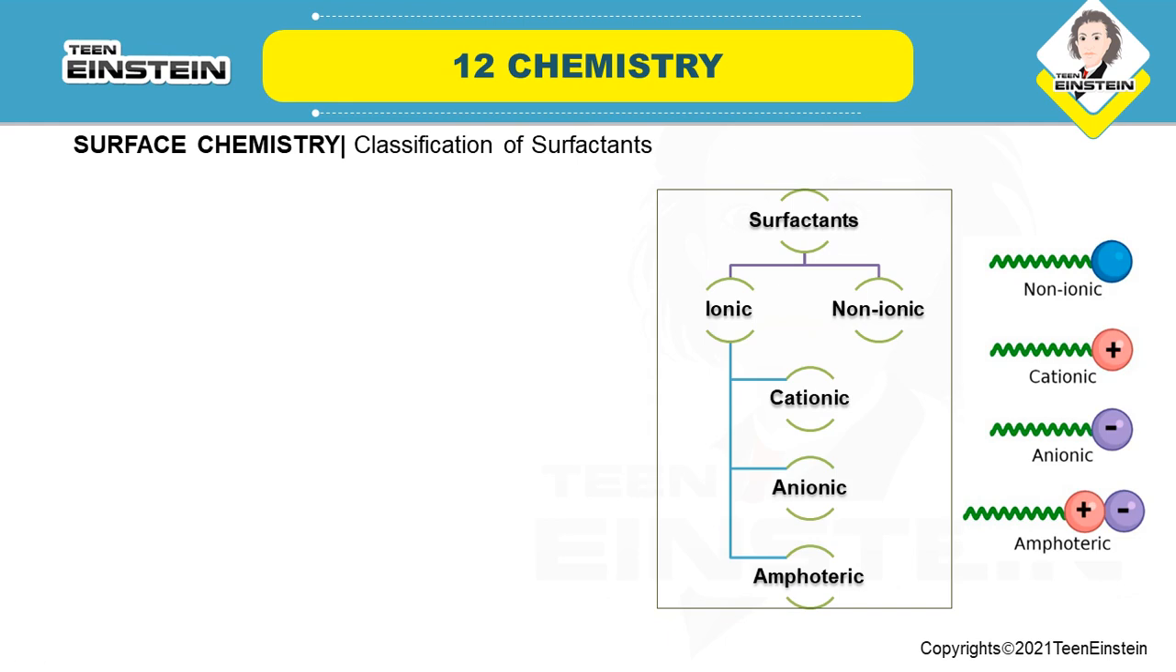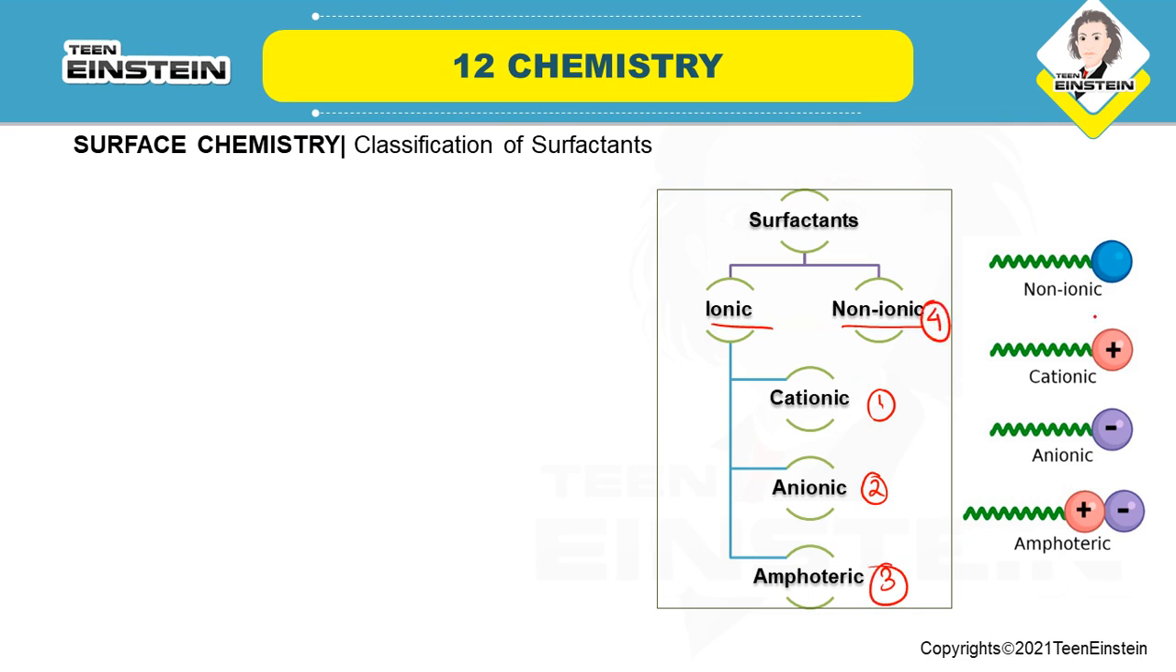Now, depending on what type of groups are present, these surfactants may be of 4 types. The first classification is whether it is ionic or non-ionic. Under ionic, 3 possibilities are there. If it is carrying positive charge, it will be cationic; negative charge, anionic; and if both positive and negative charges are present, they will balance each other. So it will have a zwitterionic type of character, that is amphoteric. So basically there are a total of 4 types.